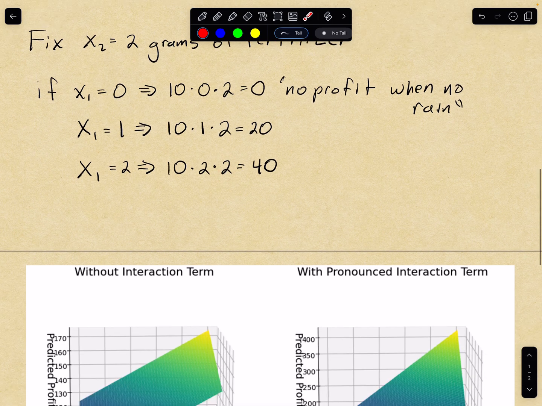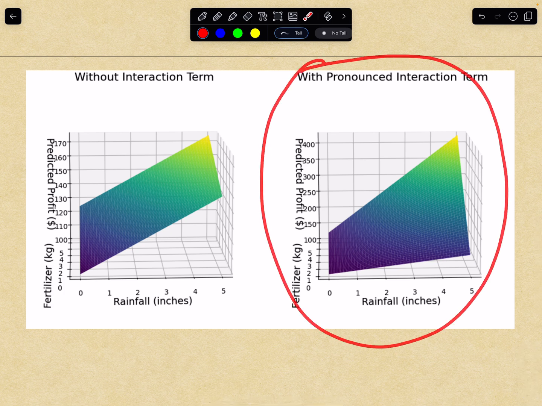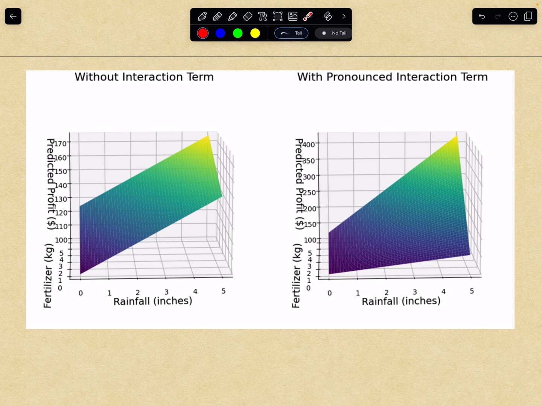Okay, and finally I want to show this graphically. So on the right, this plot is the model and the predictor that we've just discussed. So you can see when we have 0 rainfall, you're gaining no profit, right? This z-axis here is the amount of profit. You have no profit. No matter the fertilizer you apply, I don't care, you get 0 profit. Now, let's imagine we increase the rainfall to 1.